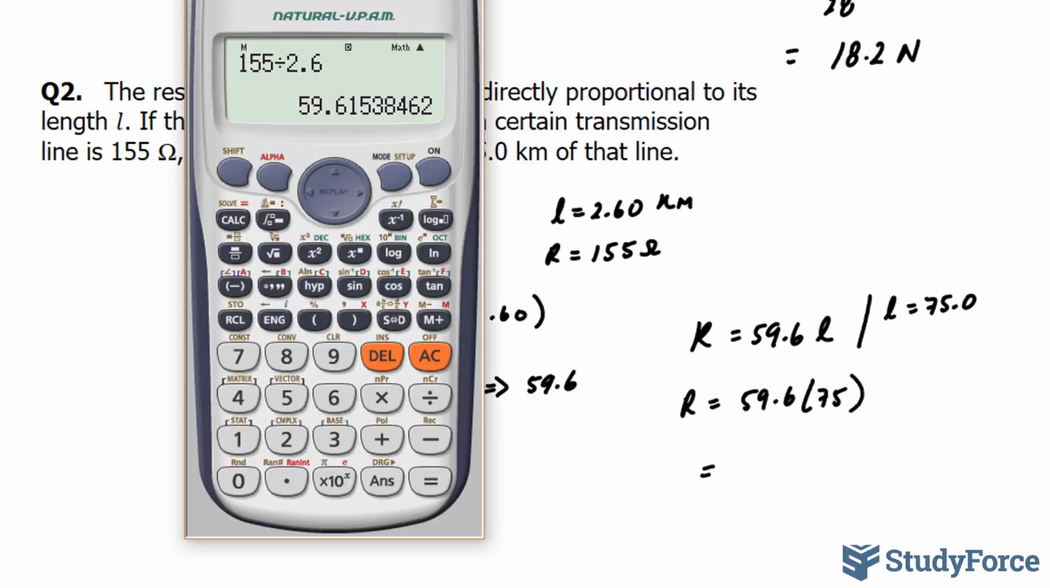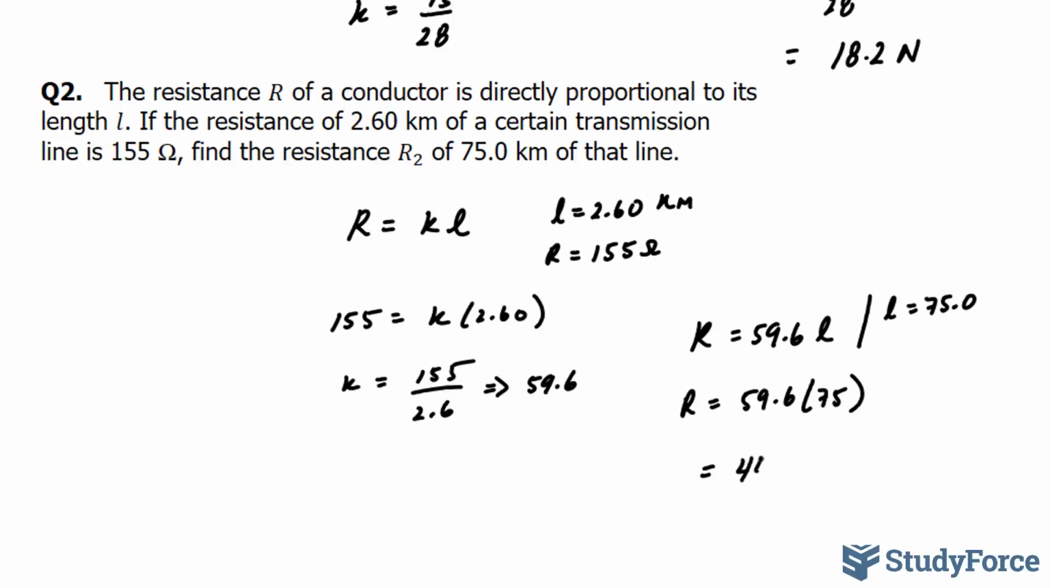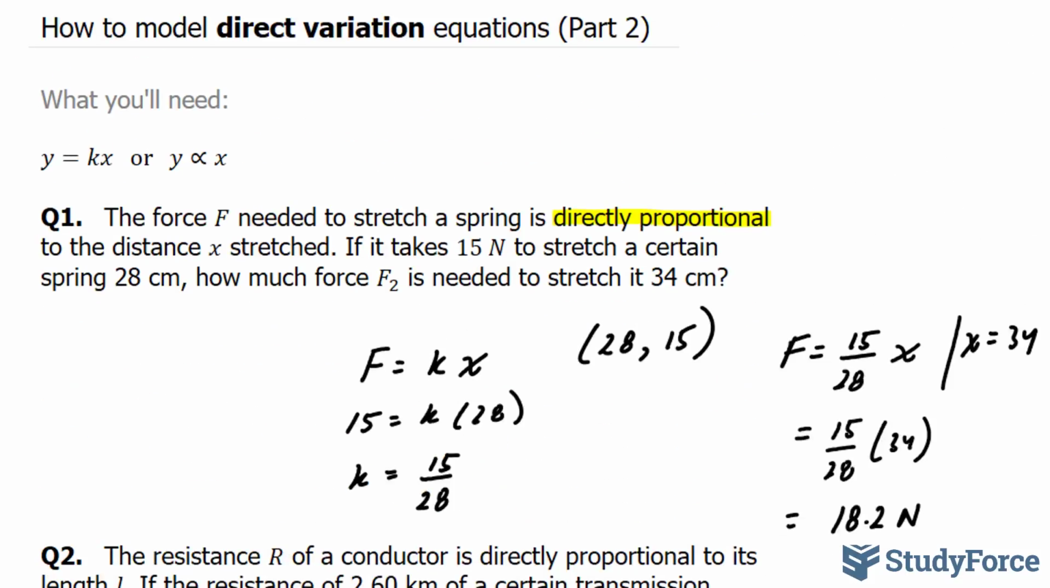Let's find out the resistance. We end up with 4,470 ohms. And there you have it, two examples on how to model direct variation equations.